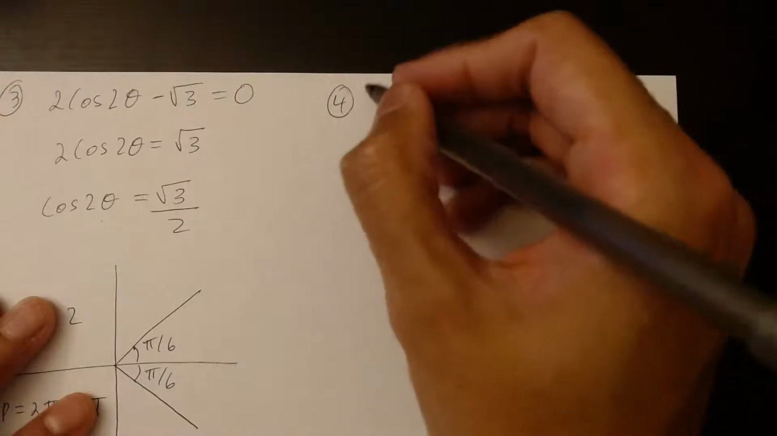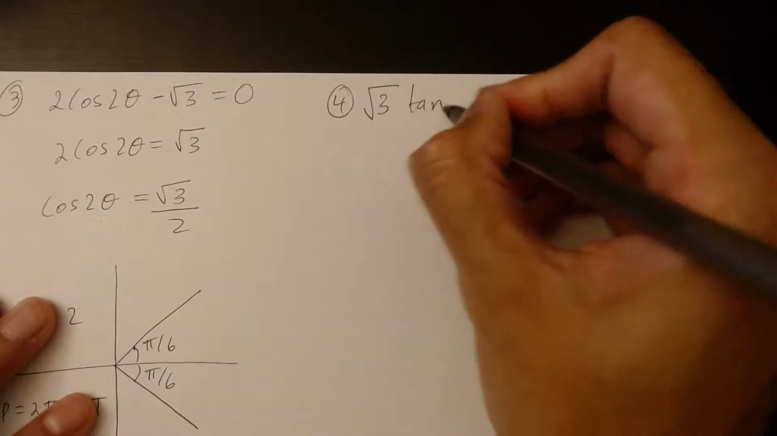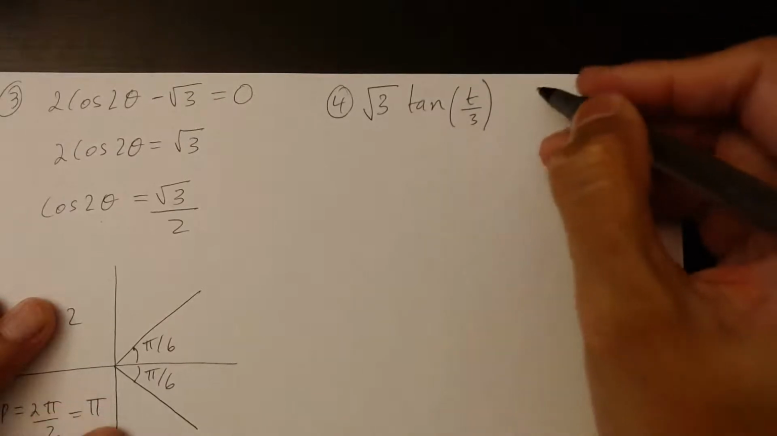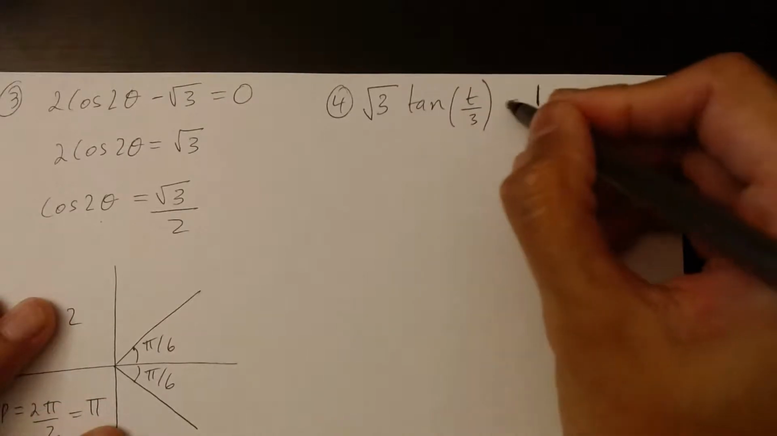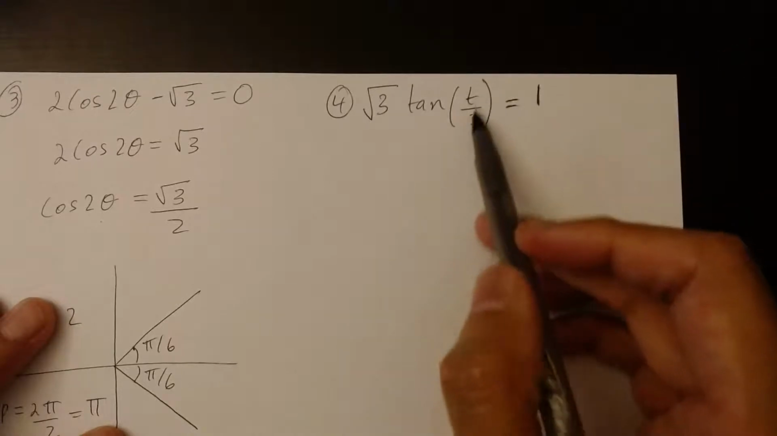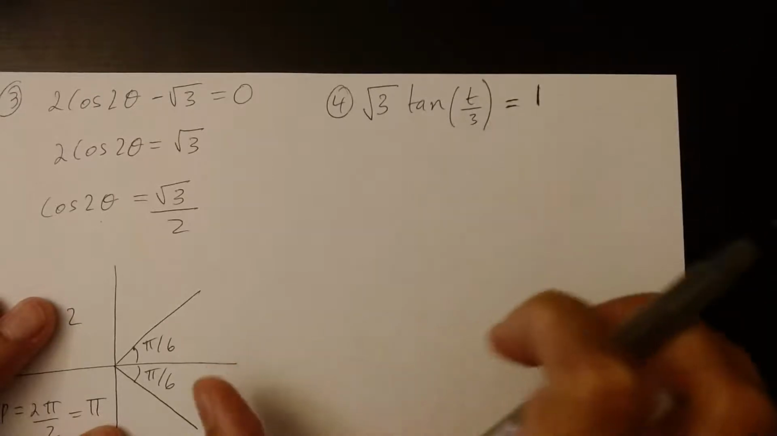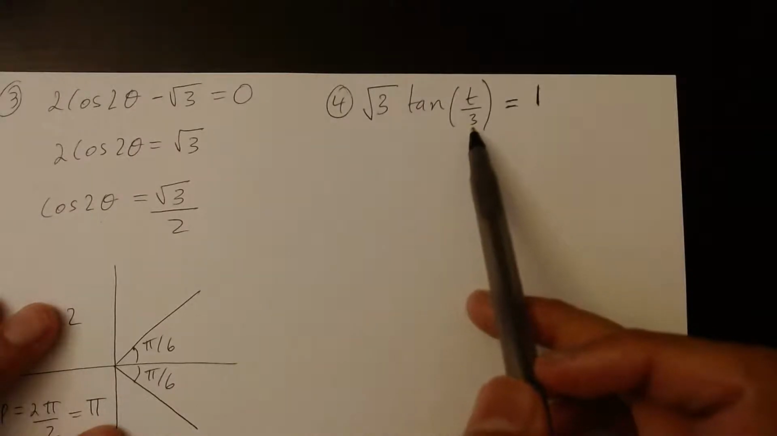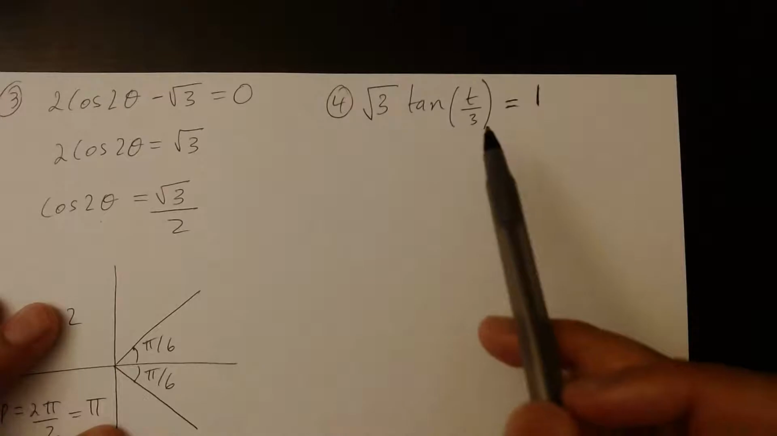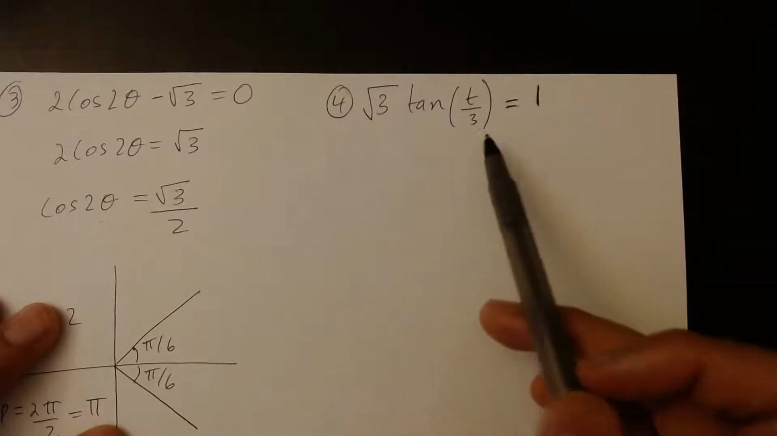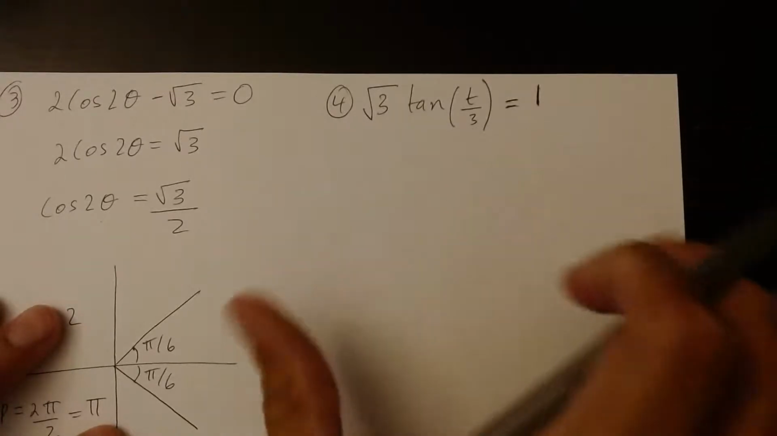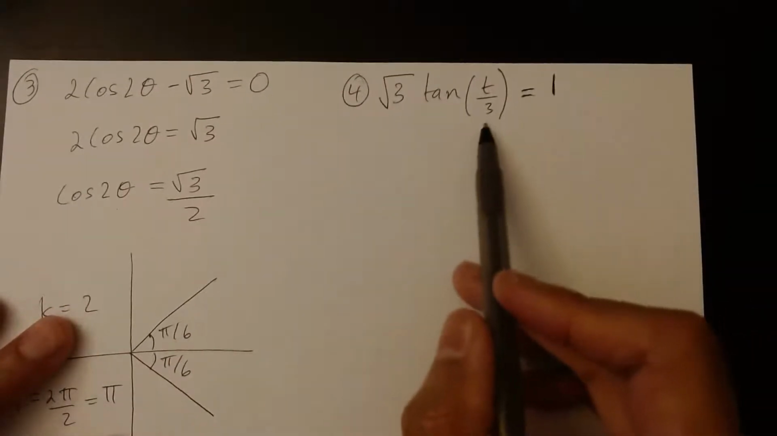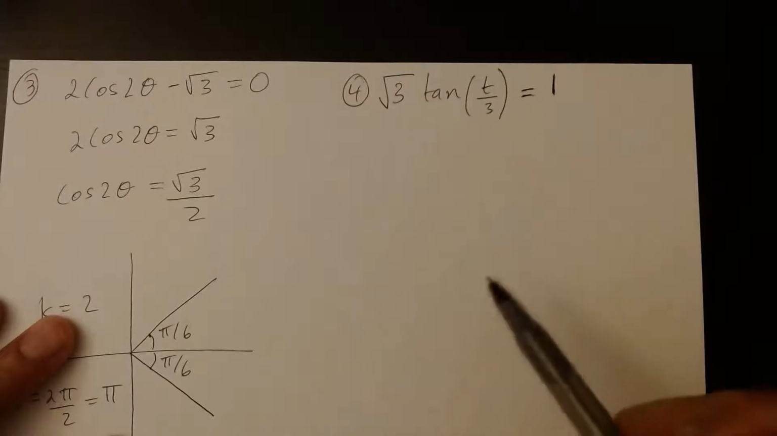Root 3 tan t over 3 equals 1. So now we notice that our k value is actually a fraction. This is going to create a horizontal stretch. It's actually impossible to predict how many solutions you'll have here. You might have 1 solution or 2 solutions, sometimes even no solutions if the stretch is really, really big. But the only way to find out is to actually solve the question and then evaluate your final solutions.